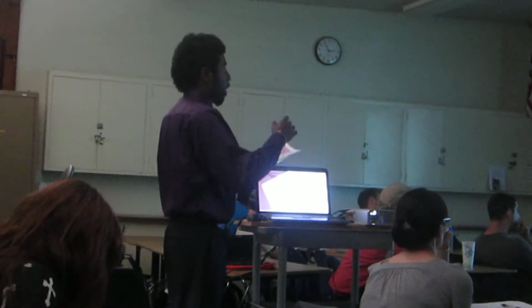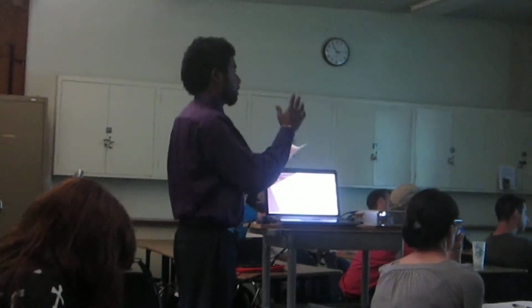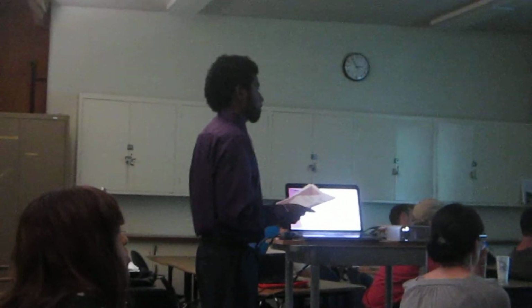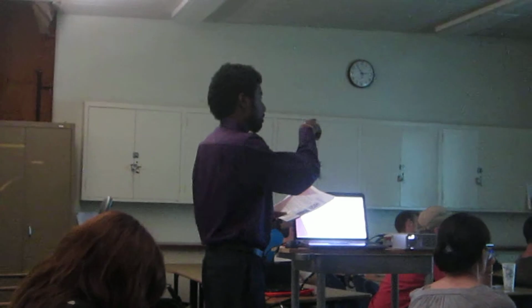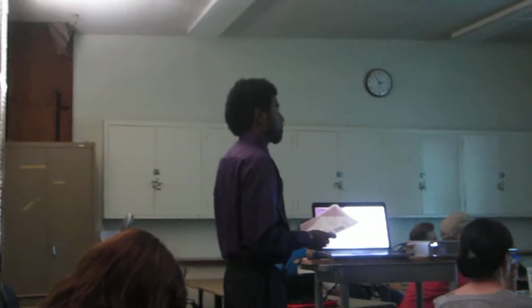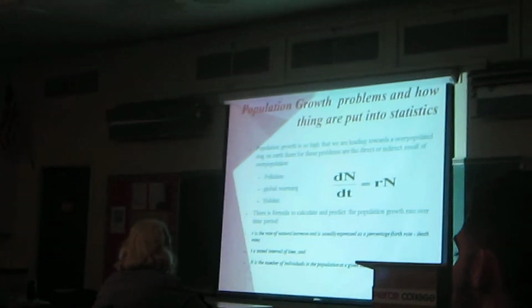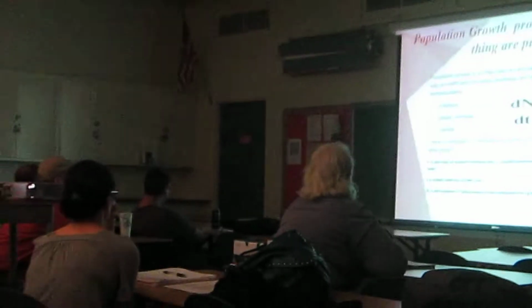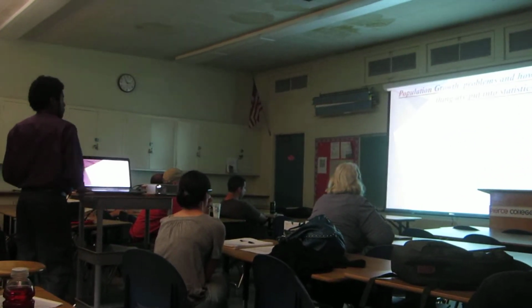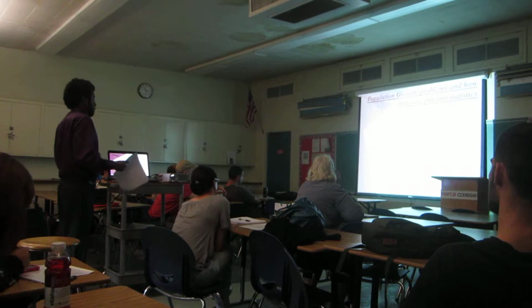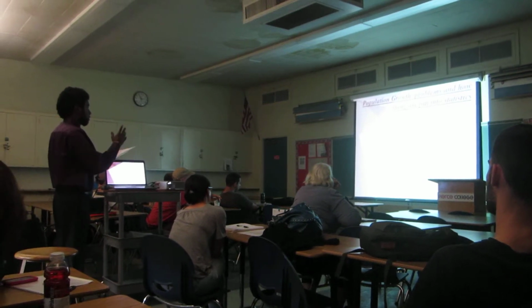And population growth can be put into stats, and there's a formula you could use to calculate the rate of population growth. And there are three main problems nowadays surrounding population growth: pollution, global warming, and habitat loss. And there's another formula where you could find the percentage of population.